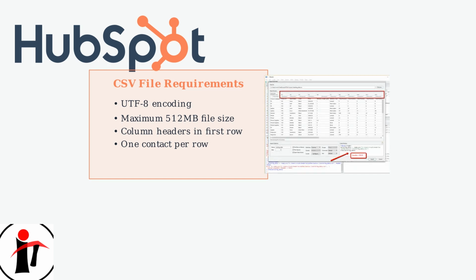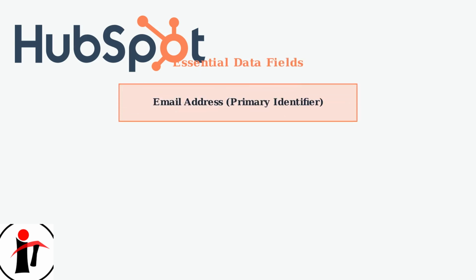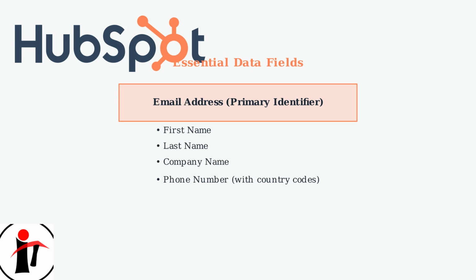Notice the clear column headers and organized data structure that HubSpot can easily process. The email address serves as the primary unique identifier for contacts. This field is crucial for preventing duplicates and enabling proper contact management within HubSpot. Additional essential fields include first name, last name, company name, and phone number. For phone numbers, always include country codes to ensure proper formatting and international compatibility.